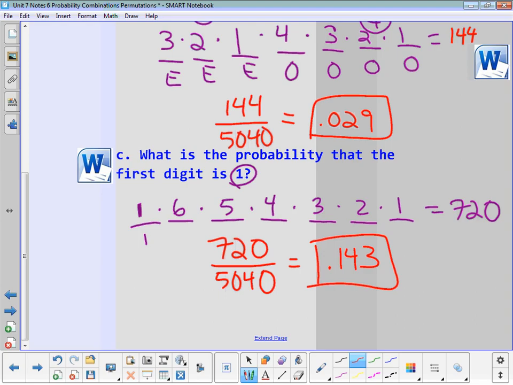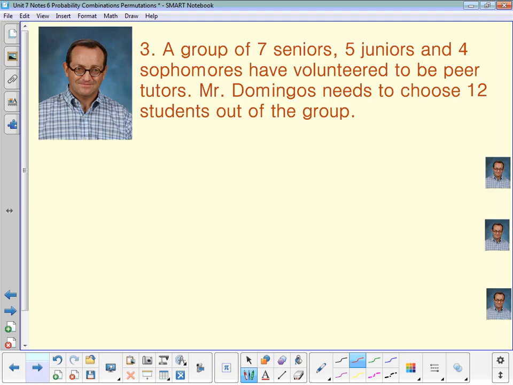Okay. I want you to do part D on your own in number 2, and we're going to jump down to number 3. In number 3, Mr. Domingos is setting up some volunteer tutors. He's choosing 12 students out of a group of 7 seniors, 5 juniors, and 4 sophomores. Now, this is one where there's 12 kids, they're going in a group. We don't care what order they're in, so it's combinations.